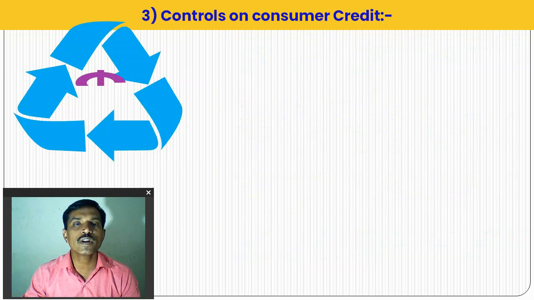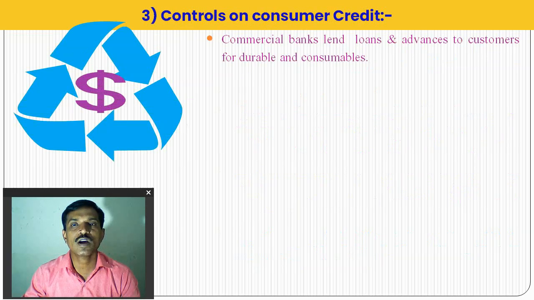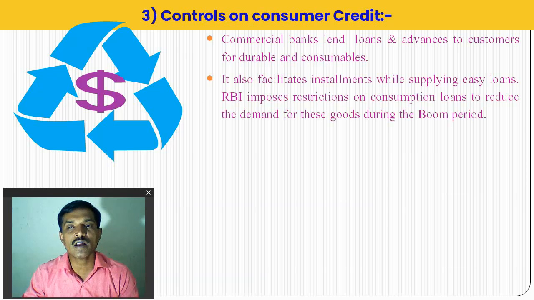The next is control on consumer credit. Control on consumer credit means commercial banks lend loans and advances to customers for durable and consumable items. It also facilitates installments to the customer when they give a loan, and there is the supply and the easy loan. The RBI imposes restrictions on consumer or consumption loans to reduce the demand for goods during the boom period.